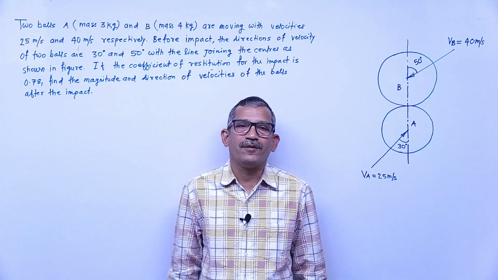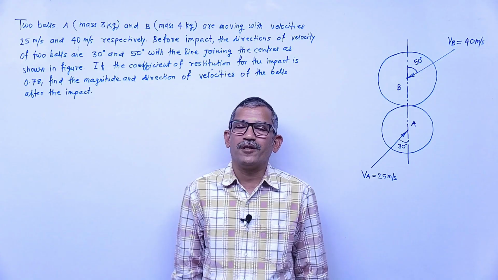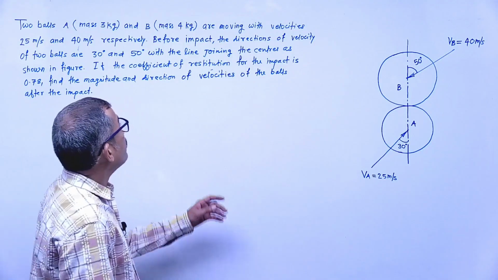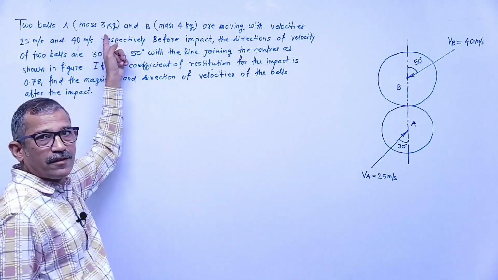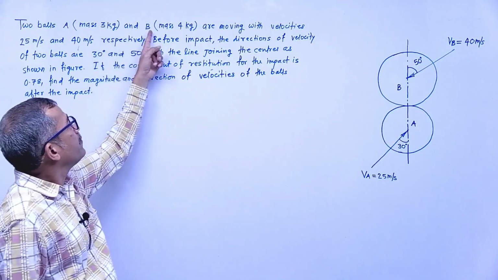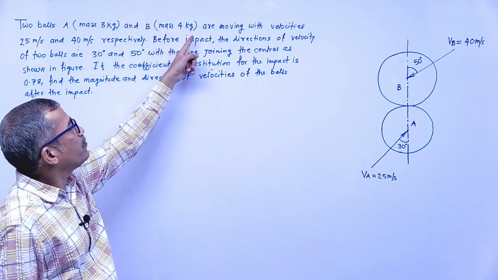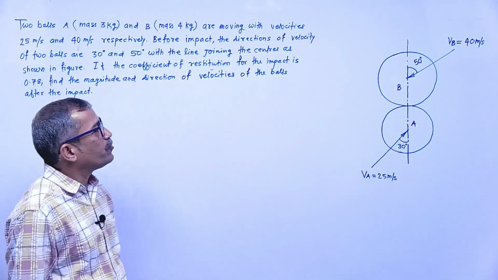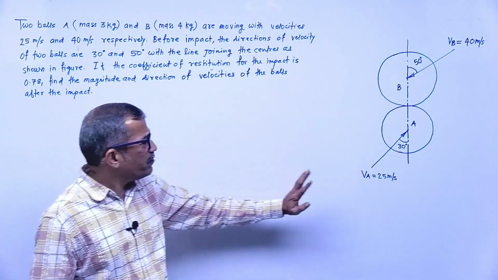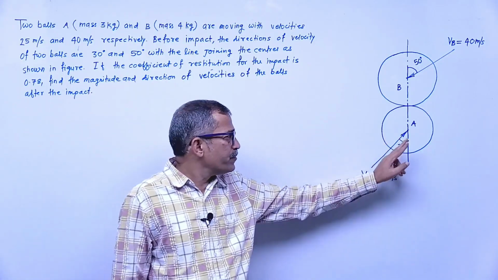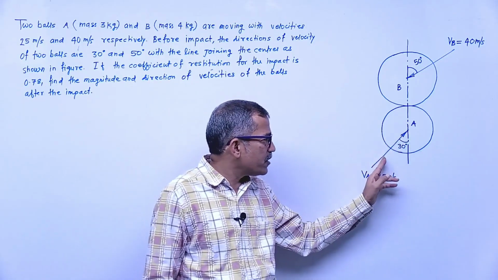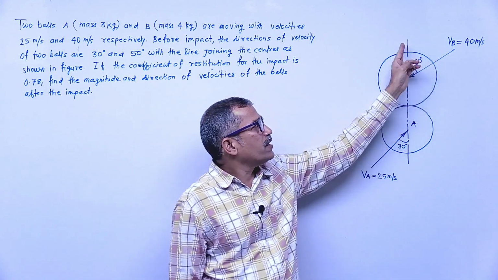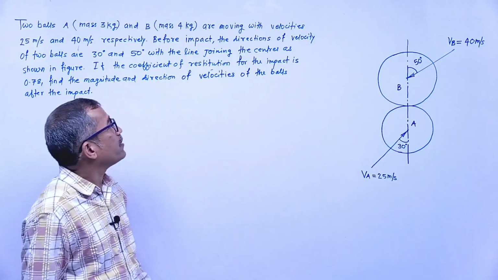Today in this lecture we will solve a problem of the impulse momentum principle. Concentrate. What is given? Two balls, A of mass 3 kg and B of mass 4 kg, are moving with velocities 25 meter per second and 40 meter per second respectively. The figure is also given. In the figure, 25 meter per second is inclined at 30 degrees with the vertical, and 40 meter per second is inclined at 50 degrees with the vertical. That is also given.